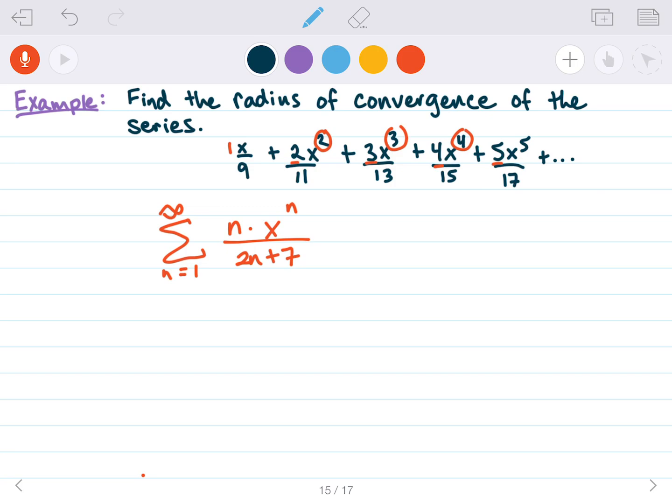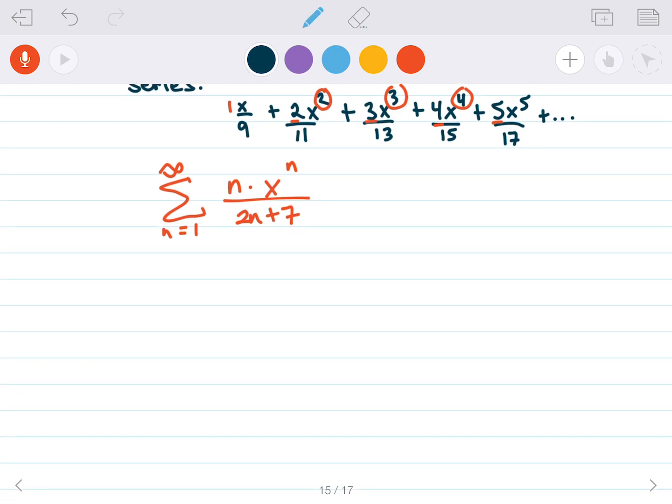Now we're going to use our ratio test as per usual. So, the limit as n goes to infinity. Again, I'm plugging in n plus 1 anywhere I see an n to begin with. So I have n plus 1 times, maybe I'll just leave that as x to the n plus 1, divided by 2 times n plus 1 plus 7.